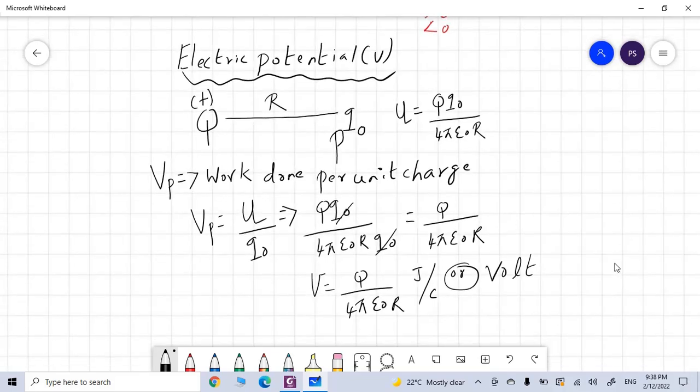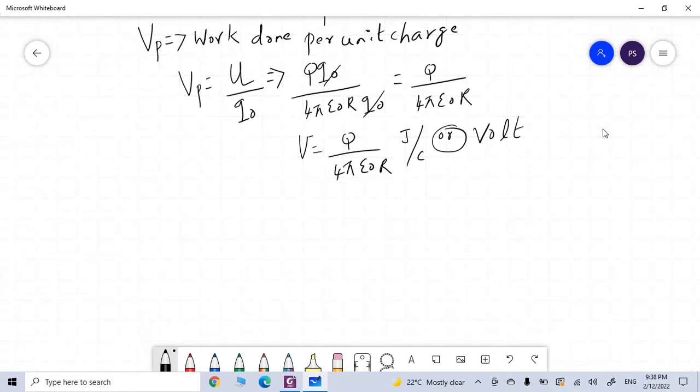Once again, this electric potential is a scalar quantity. It is a scalar, so it can be positive. Electric potential can be negative, and we have certain areas where it can have zero value. The potential can be zero. Remember, electric field is a vector quantity. However, electric potential is a scalar quantity.